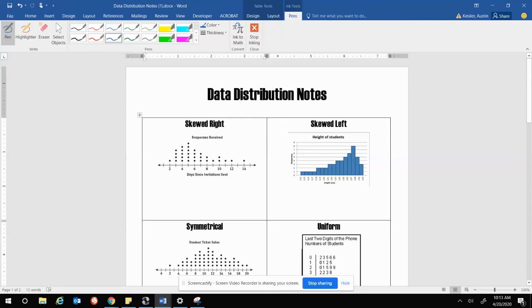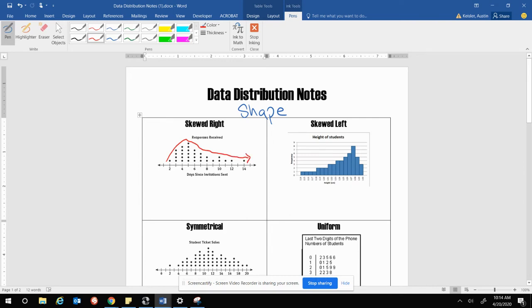All right, today we're going to look at data distribution, and that's really just a fancy way of saying the shape of our graph, how our data's spread out. So the easiest way to do it, I'm going to jump into a few examples. This first one is a dot plot, this first graph I have, and the easiest way to figure out is if I trace a little line over the top.